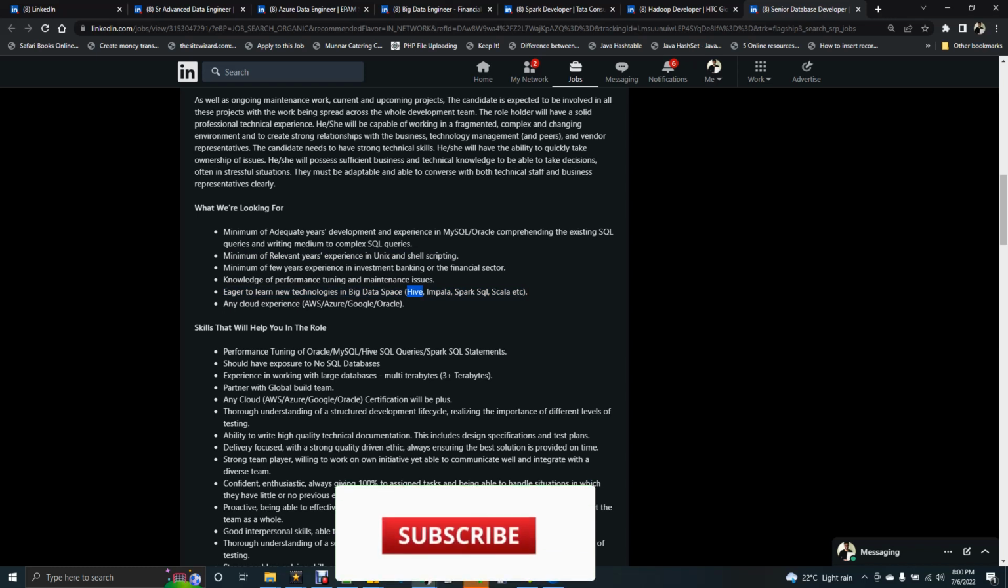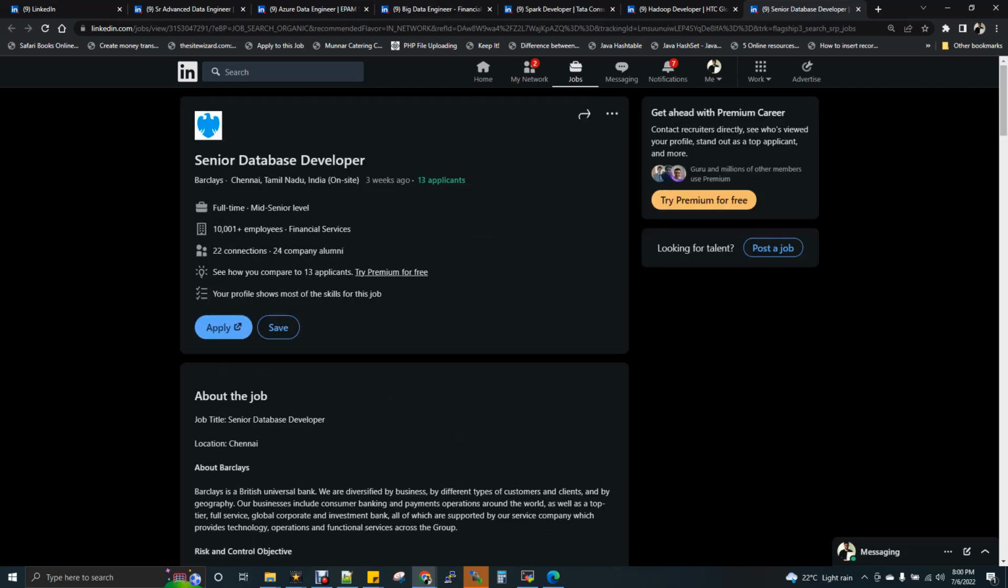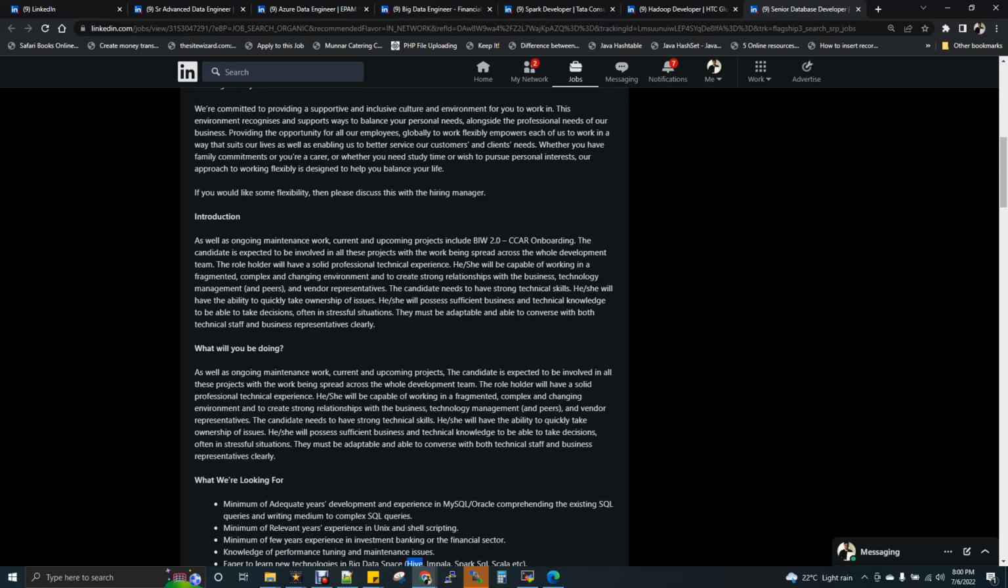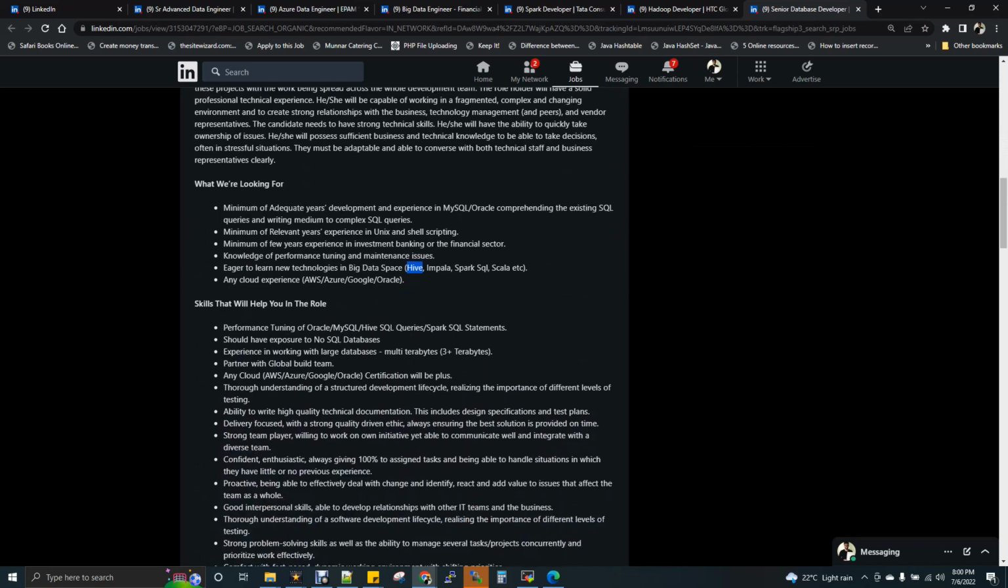Any cloud experience is fine, whether Azure or Google Cloud or anything. Between AWS and Google Cloud, you can pick AWS, which is very easy to learn. Google GCP is also very easy to learn. So I consider this mostly SQL-based work. That's what the title also says, database developer. You will have only 30% scope in big data, that I can say for sure, and 70% of your work will be based on SQL.